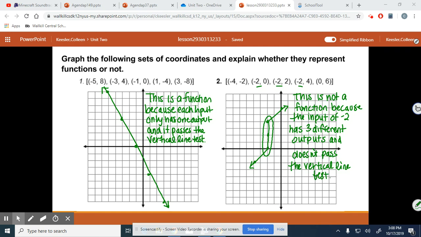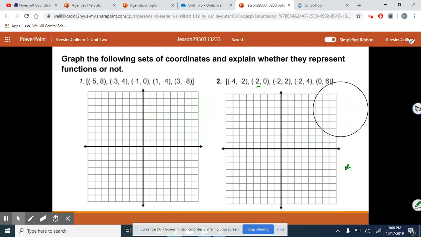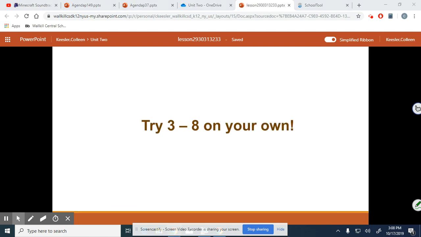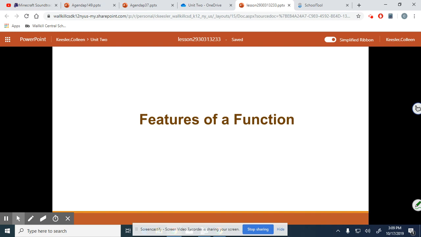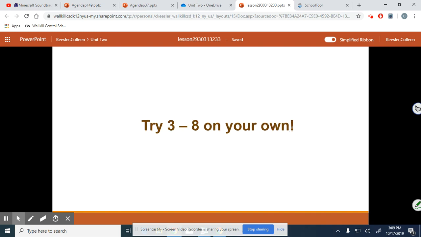Okay, so hopefully you understand how you can determine from a graph whether a set of values is a function or is not a function. Because you're going to try 3 through 8 on your own, okay? As you're doing them, make sure you're checking in with me so I can be sure that you've got them right. And then you can move on to your exit ticket.